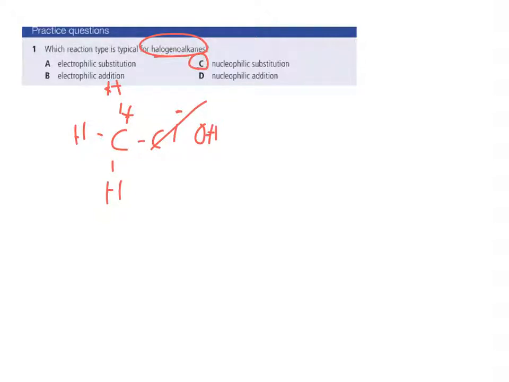Which I guess you could narrow it down because you know with a halogenoalkane it should be a substitution and not an addition reaction. And then you'll just have to remember that the carbon is the electrophile, so the carbon stays there and it's the nucleophile that gets substituted.